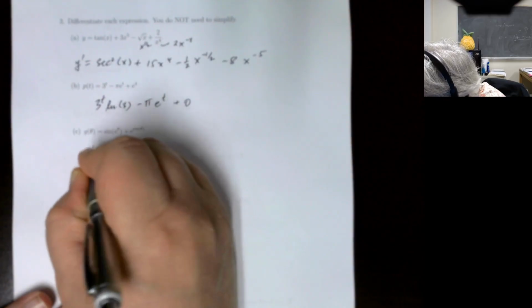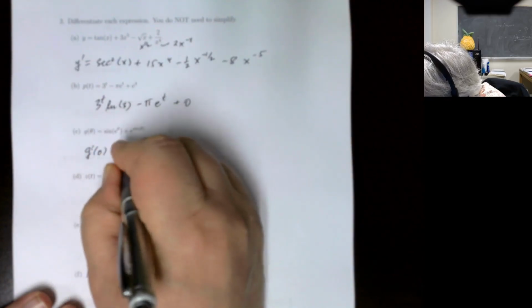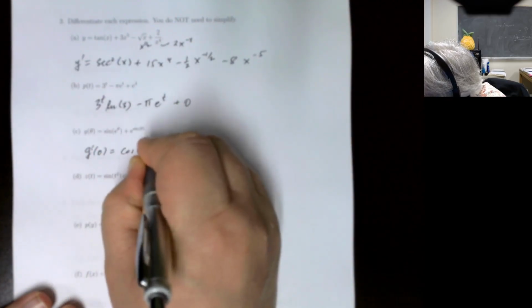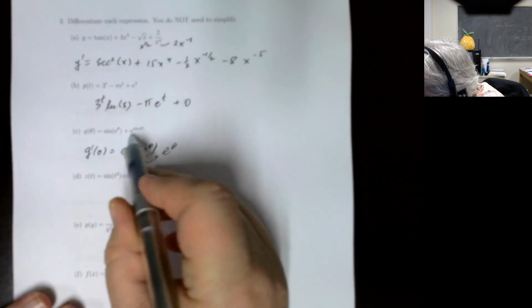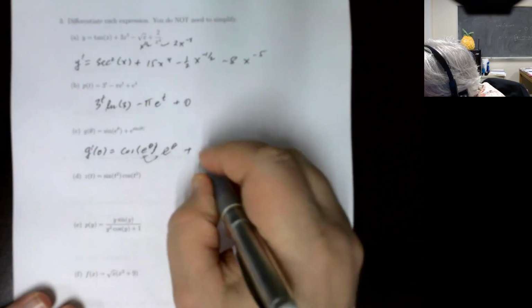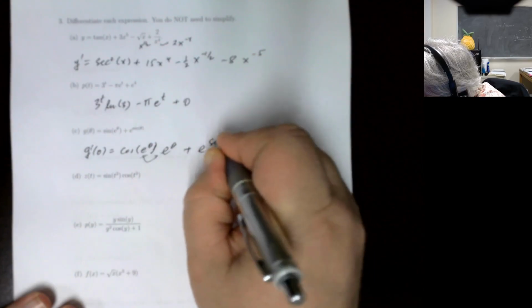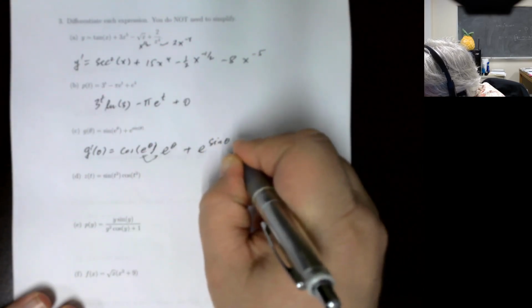Good. Sine of e to the theta, g prime of theta is going to be cosine of e to the theta, that's the derivative of the outside function, times the derivative of the inside function, which is e to the theta, plus e to the sine of theta. Derivative is e to the sine of theta. That's the outside function. And then you multiply by the derivative of the inside function.